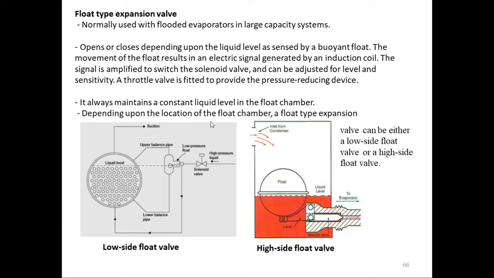Depending upon the location of the float chamber, a float type expansion valve can be either a low side float valve or a high side float valve. So we can install it on either the low side pressure or the high side pressure side. Either way it can be used. Okay, so moving on.